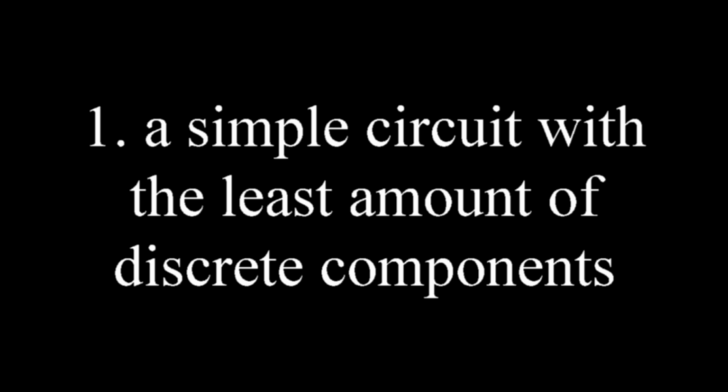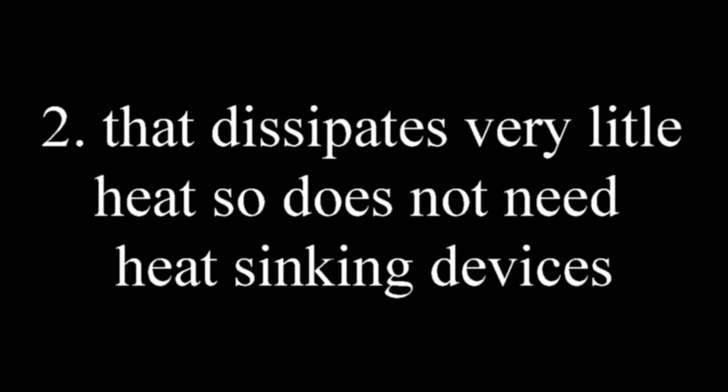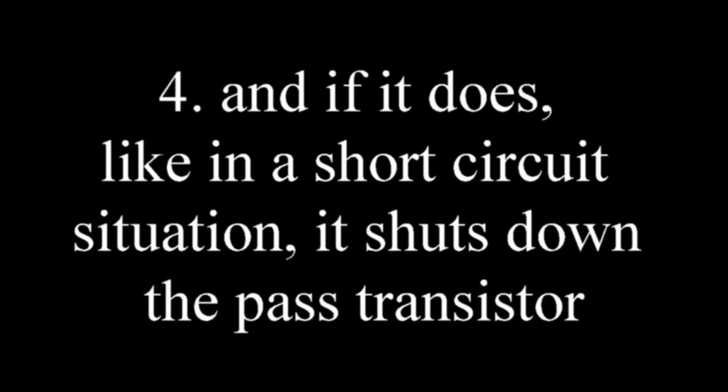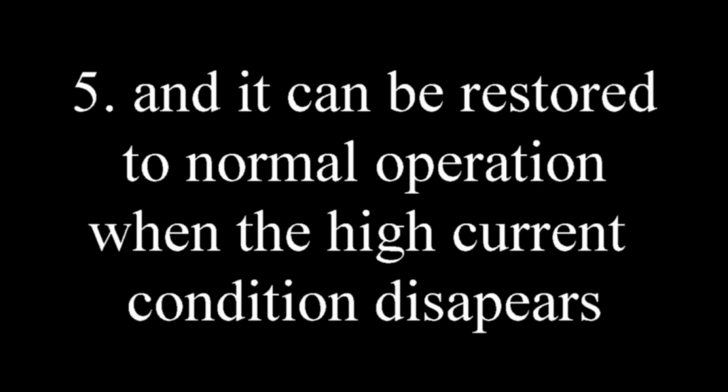So what to do when you need: 1. A simple circuit with the least amount of discrete components. 2. That dissipates very little heat so does not need heat sinking devices. 3. Prevents the load current from going above a certain limit. 4. And if it does, like in a short circuit situation, it shuts down the pass transistor. 5. And it can be restored to normal operation when the high current condition disappears.